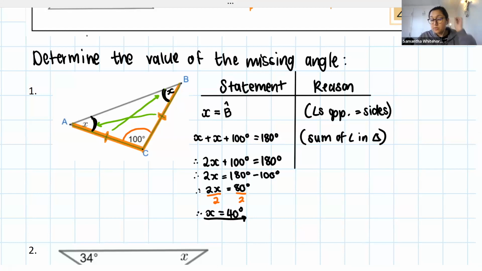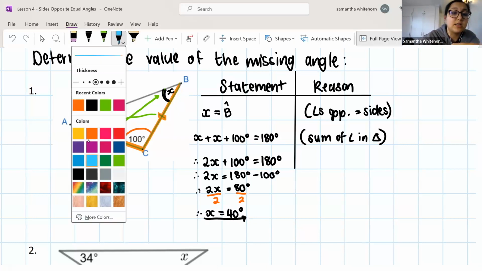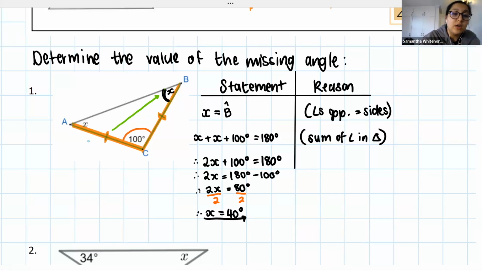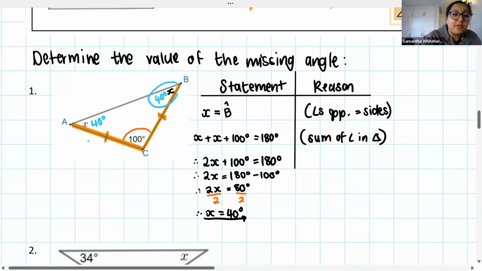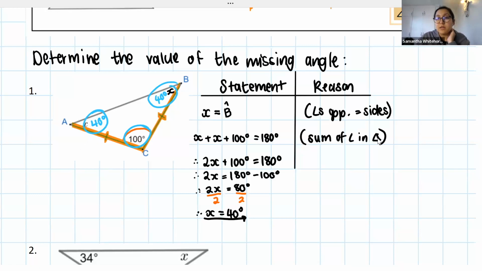Remember, you can double check yourself. All we need to do is take the answer that we got and substitute it into our diagram to make sure it makes sense. So if both of these angles at A and B are 40, if I add 40, 100, and 40, I should get 180 because they're angles in a triangle. And because 40 plus 100 plus 40 is equal to 180, we know that our answer is correct.